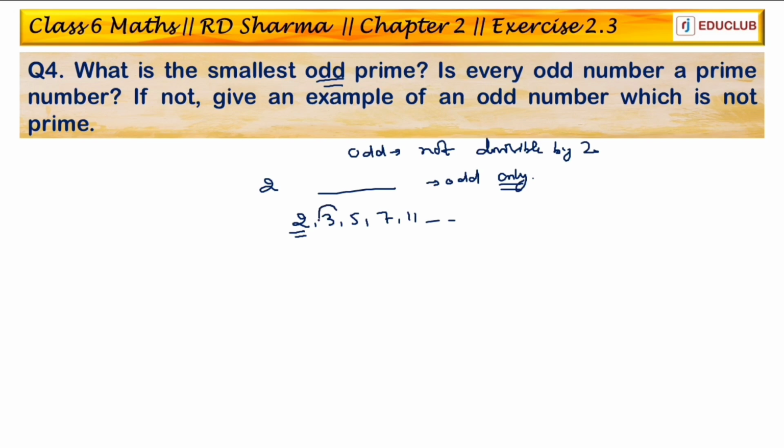The next prime number is 3. This is the odd prime number. So the smallest odd prime number is 3.